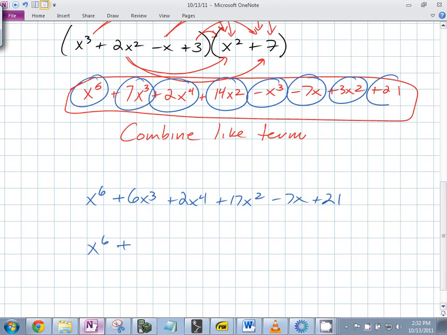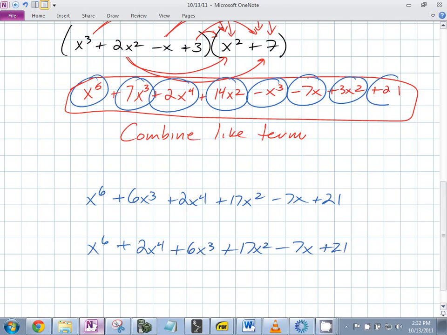What's the leading coefficient of this? 1. What is the coefficient of the highest term? 1. What's the constant? X. Nope. What's the constant? 21. What's the only term there that doesn't change? 21. All the other ones change depending on if x changes.